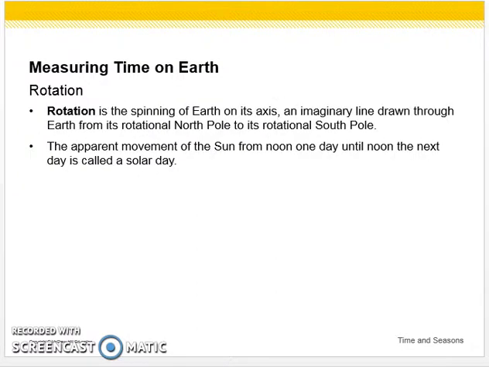Rotation is the spinning of Earth on its axis, an imaginary line drawn through Earth from its rotational north pole to its rotational south pole. The apparent movement of the sun from noon one day until noon the next day is called a solar day.